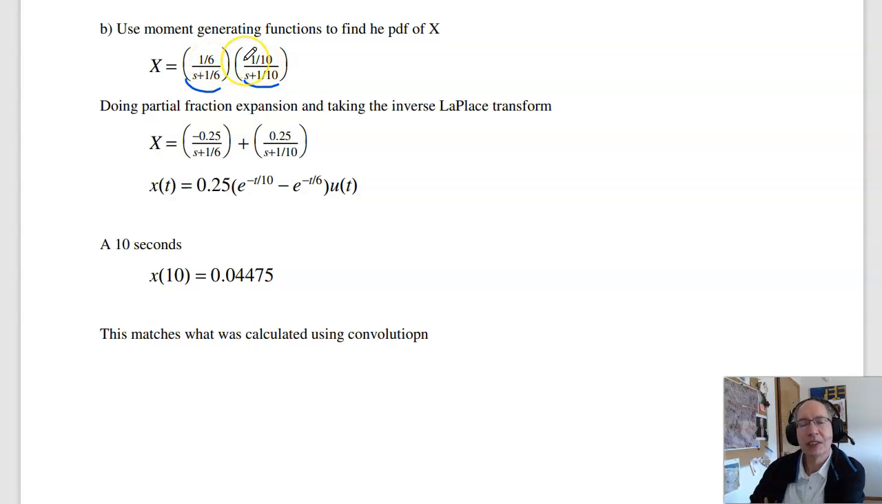This isn't in my table, so take a partial fraction expansion. Again, cover up the 1/6 term, plug in s equals minus 1/6, I get minus 0.25. For the other term, using the cover-up method, I cover up the 1/10 term, plug in s as minus 1/10, I get plus 0.25. So there's the partial fraction expansion. That one I like. I know what this one is. This is minus 0.25 e to the minus 6t, plus 0.25 e to the minus t over 10.